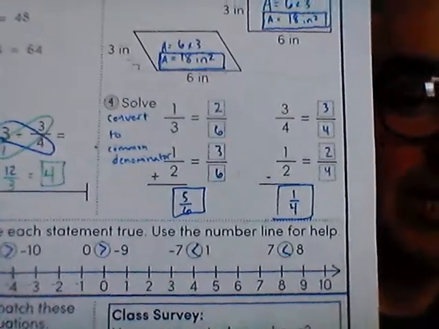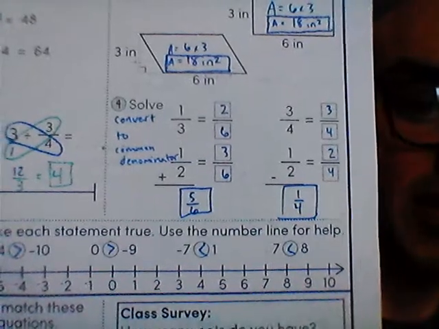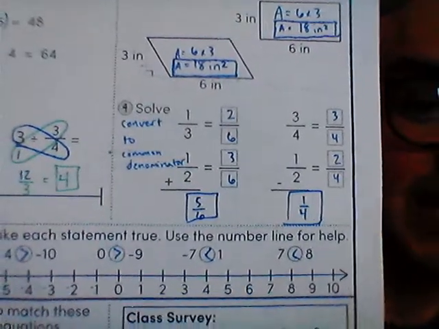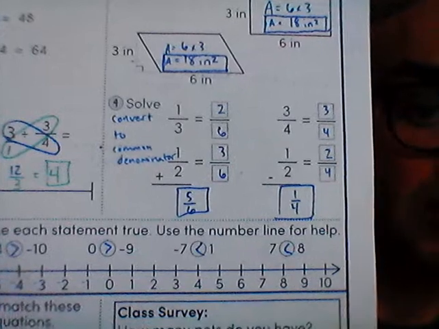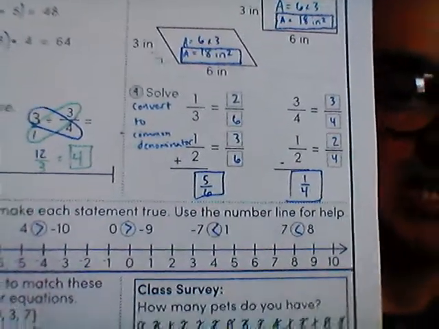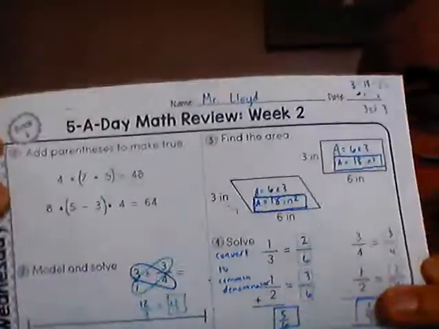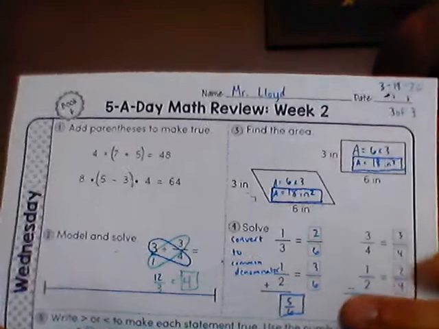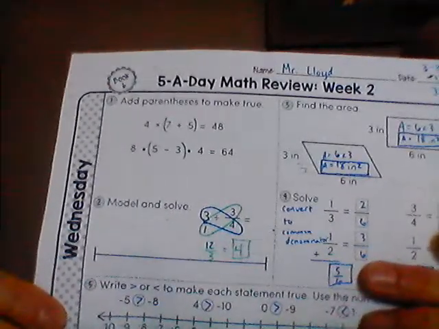Number 4, what it's asking you to do in those boxes is to use a common denominator and then carry out your addition or subtraction problem. So for the problem in thirds and halves, I converted them to sixths. And of course, 2/6 plus 3/6 equals 5/6. That's what I'm talking about there.